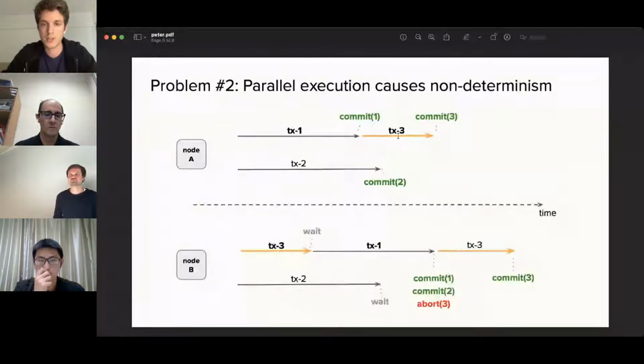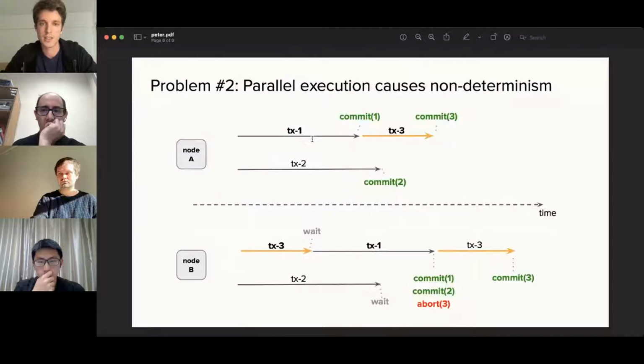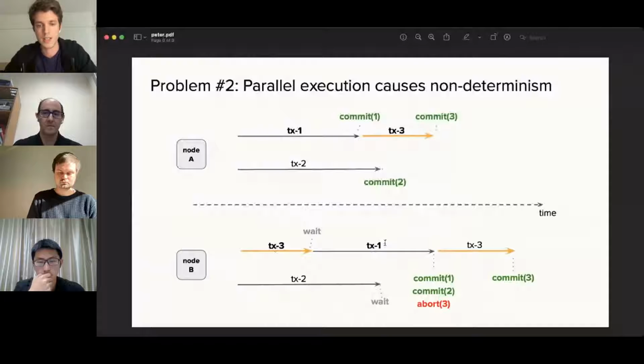Let's assume that transaction 3 depends on transaction 1. On node A, they're executed in this order, 1, 3. So 3 can be committed because it sees all the updates by 1. But let's assume that on node B, the order is different: 3, 1. This way, the scheduler will detect the conflict and it has to abort 3. So you see that transaction 3 is committed on node A, but it's aborted and re-executed on node B. And this kind of inconsistency in a blockchain setting might actually cause the replicated state machine to diverge on the two nodes.